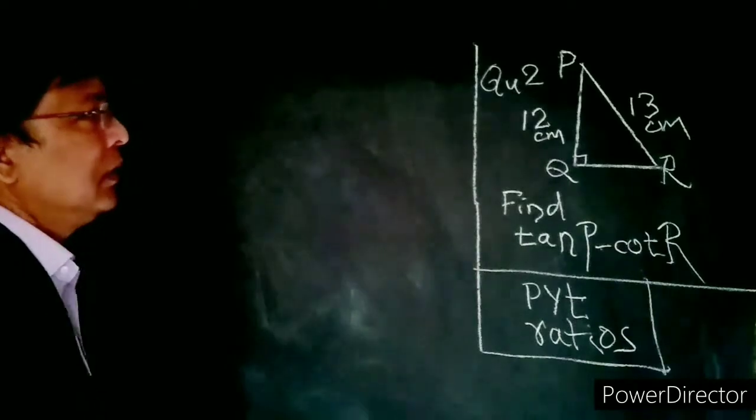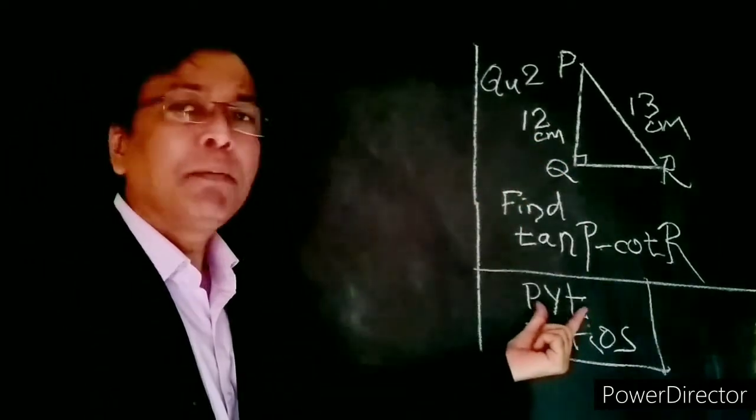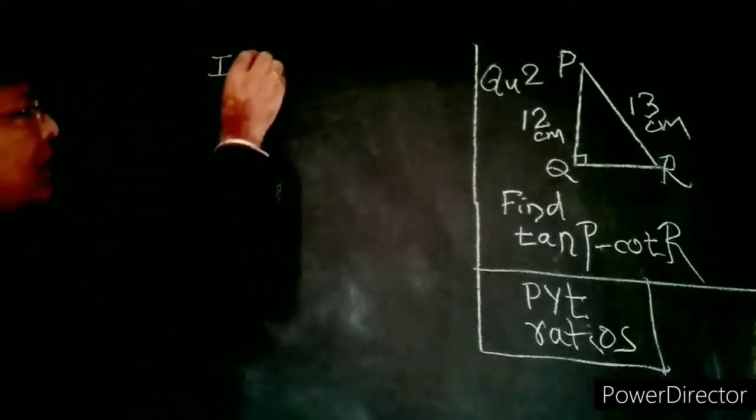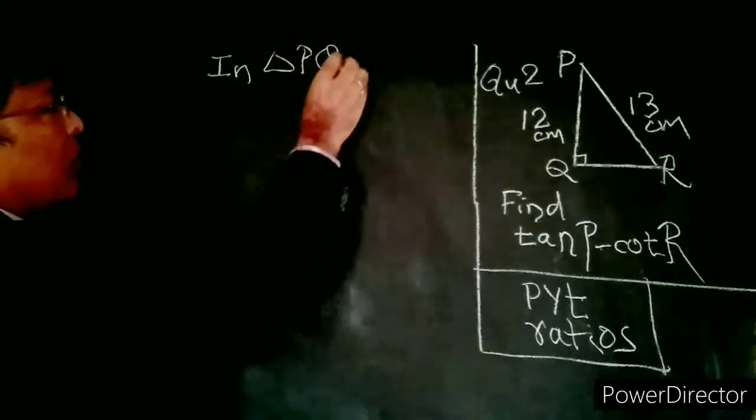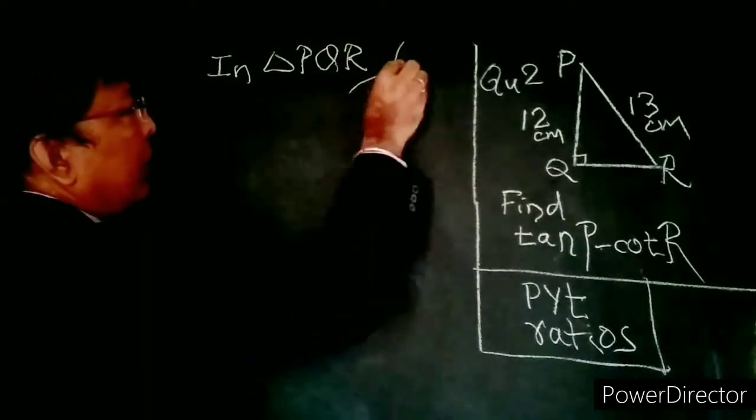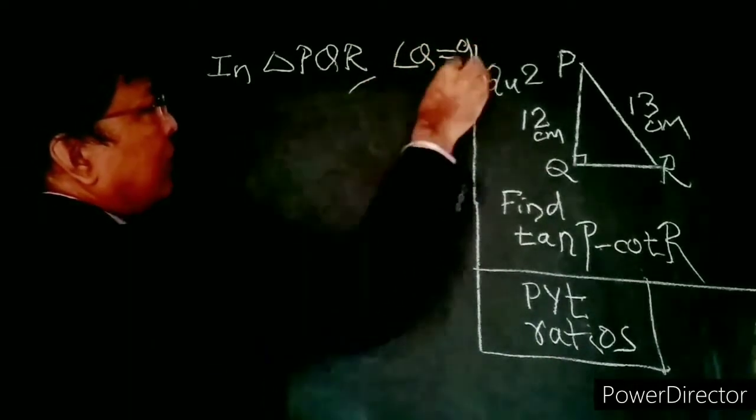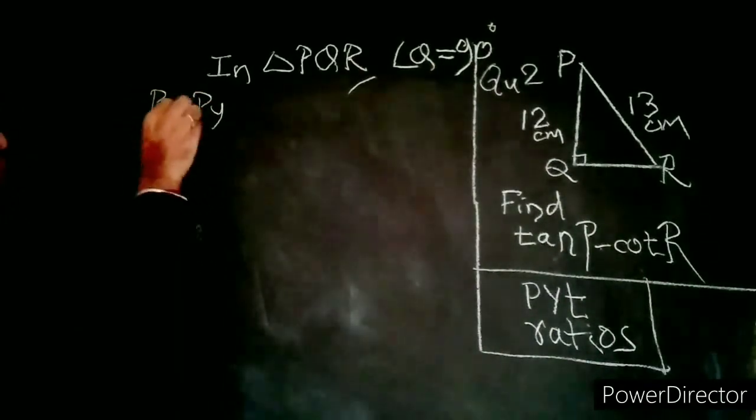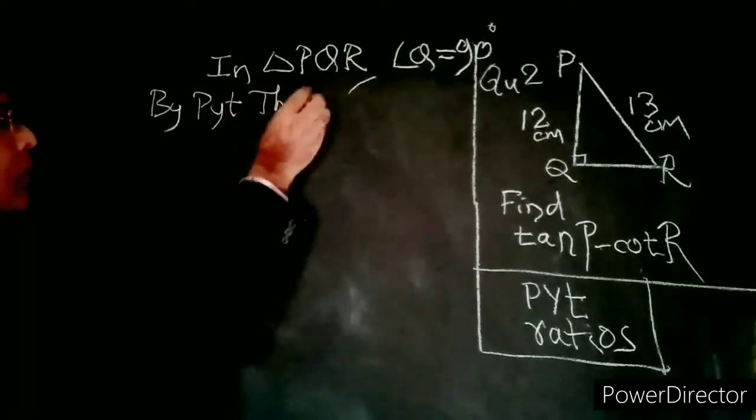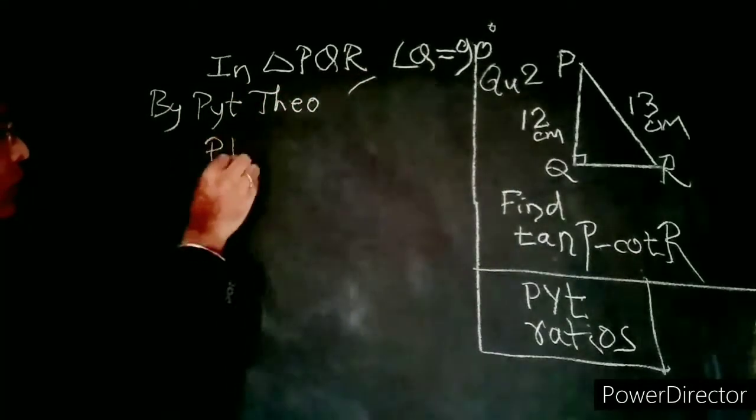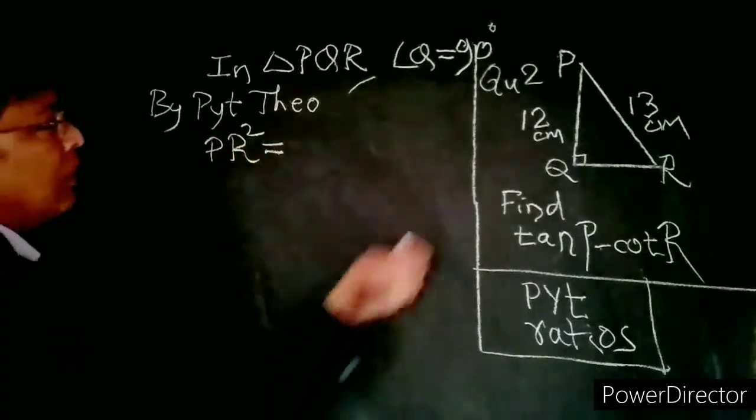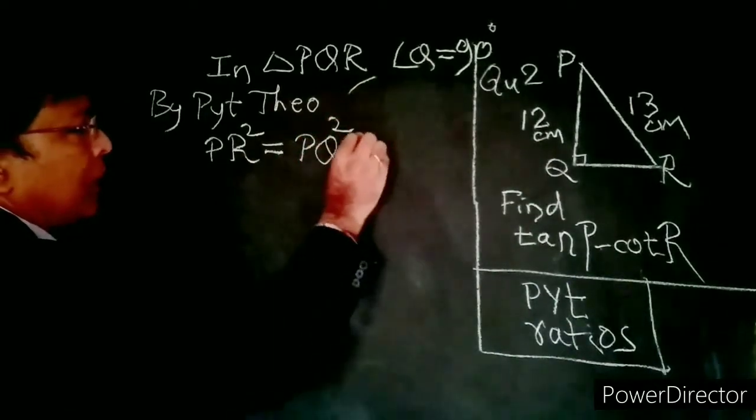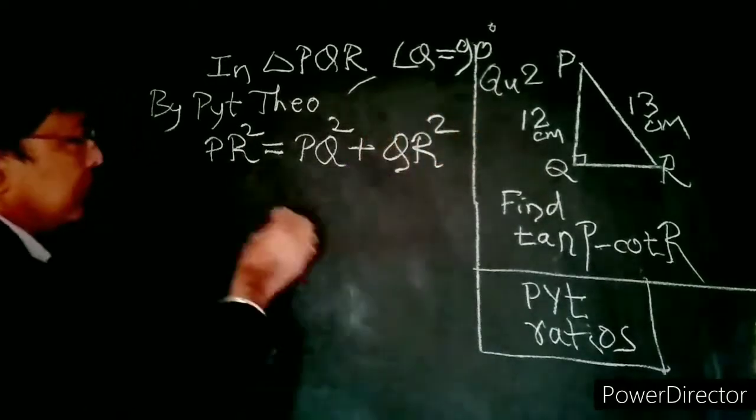Let us proceed. Let us apply the Pythagoras Theorem and find the third side. In triangle PQR, it is right angled at angle Q. By using Pythagoras Theorem, hypotenuse square PR square equals the sum of squares of the remaining two sides, that is PQ square plus QR square.